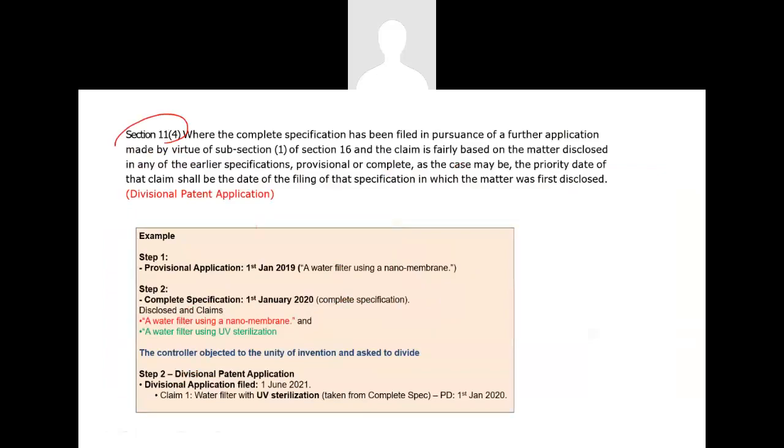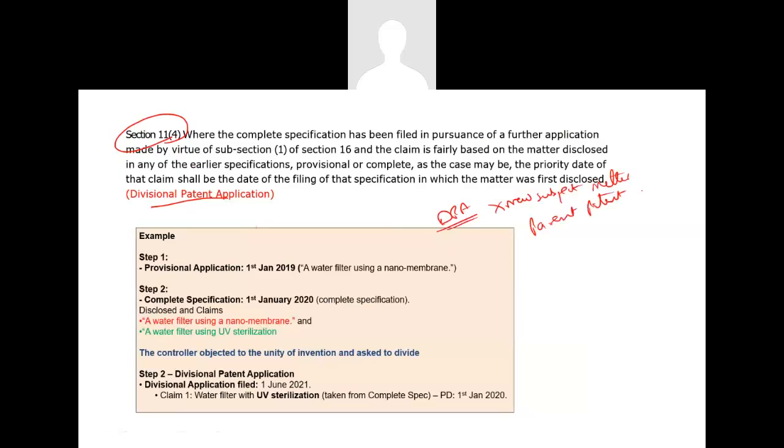It is about section 11, subsection 4, about the divisional patent application. As you know, and we had done in the class in the previous lecture also, a divisional patent application does not cover any new subject matter. This is just an offshoot from the previously filed parent patent application.